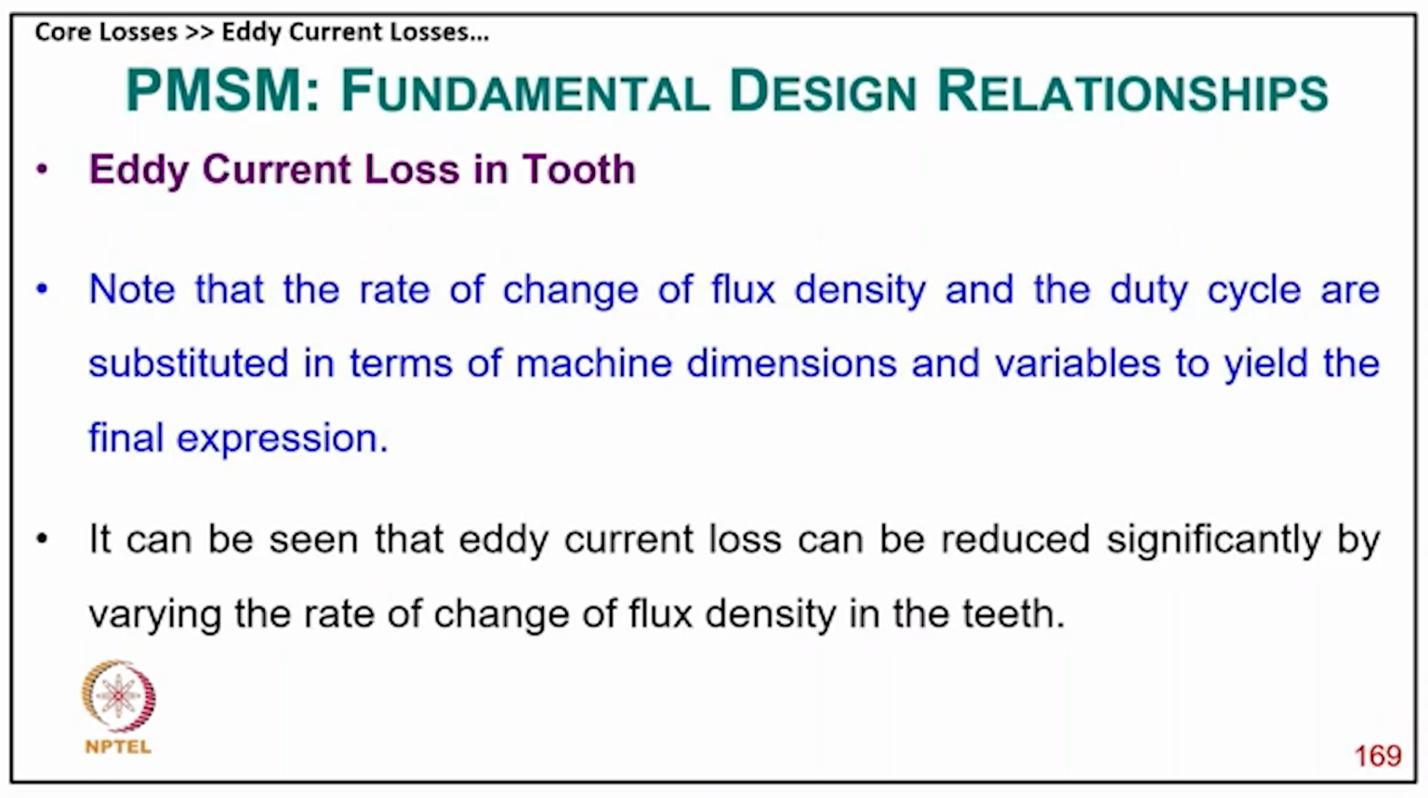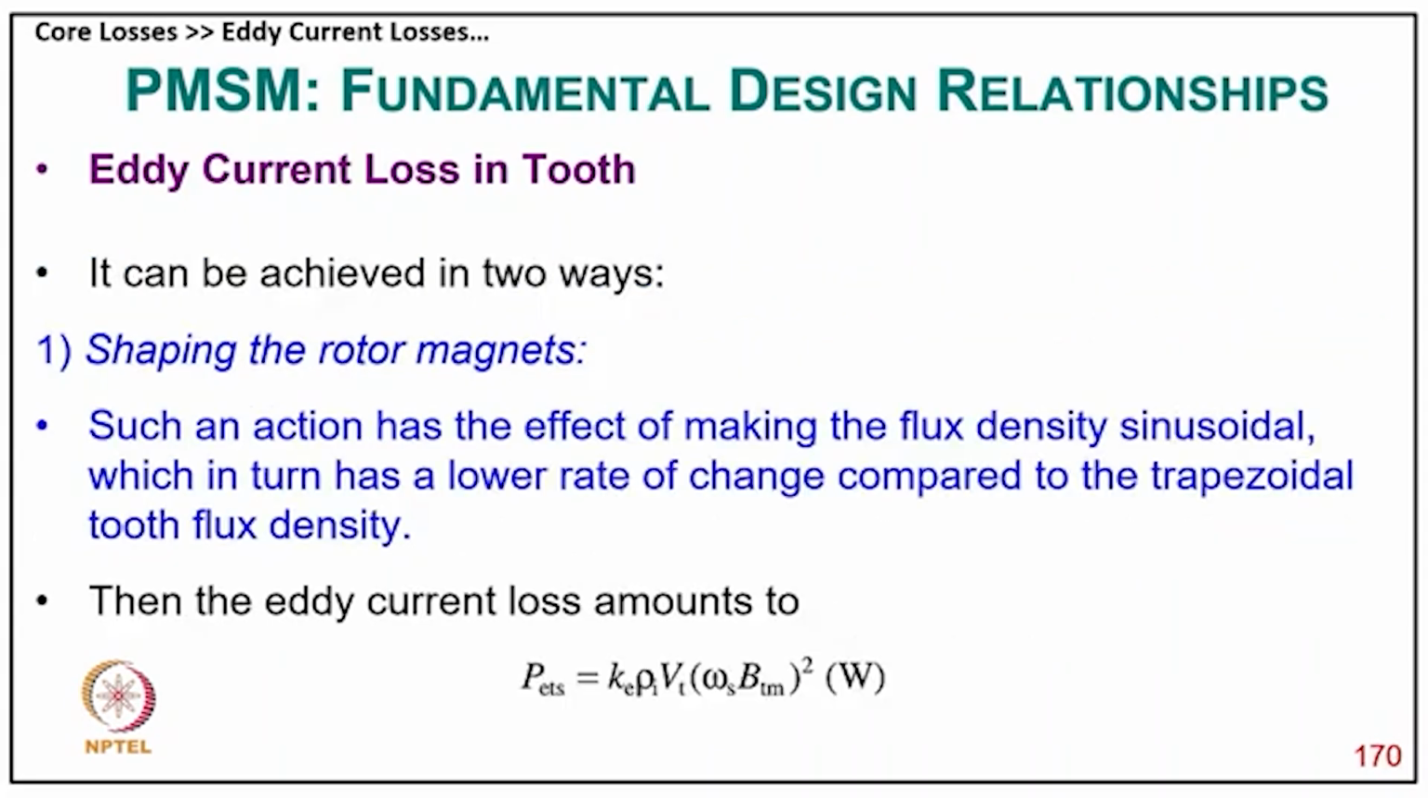So it can be seen that eddy current loss can be reduced significantly by varying the rate of change of flux density in the teeth. So it can be achieved in 2 ways.